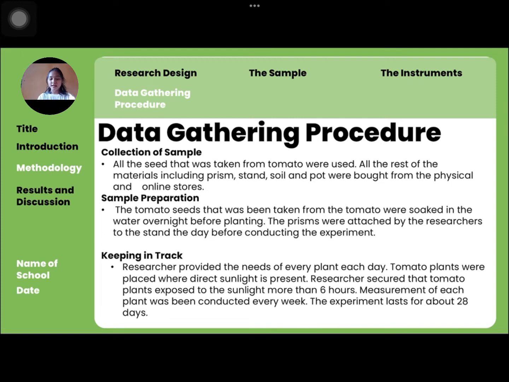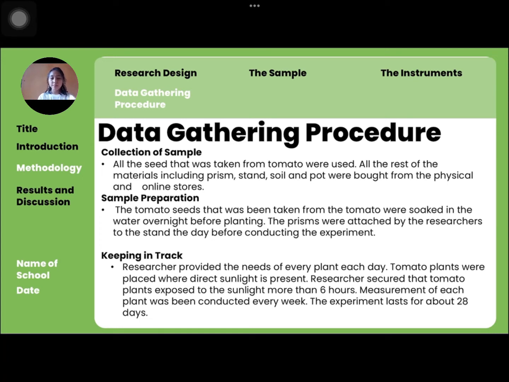And the next is sample preparation. The tomato seeds that were taken from tomato were soaked in water overnight before planting. The prisms were attached by the researchers to the stand the day before conducting the experiment.